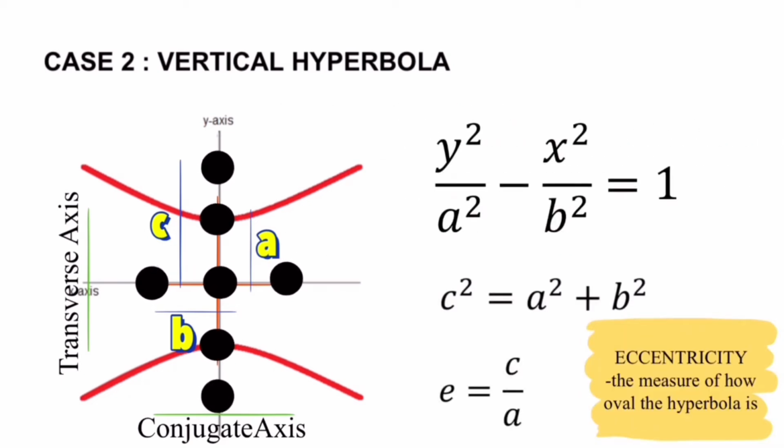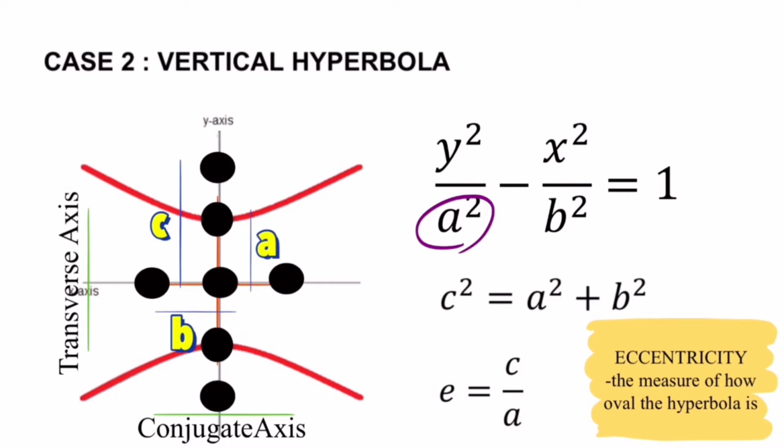We also remember that the standard formula for a vertical hyperbola is y squared over a squared minus x squared over b squared equals 1. Now, please notice that our vertex is on the vertical axis. That's the reason why our a is under the y. Remember, y means up or down. And that's the reason why the a squared is located under the y squared.